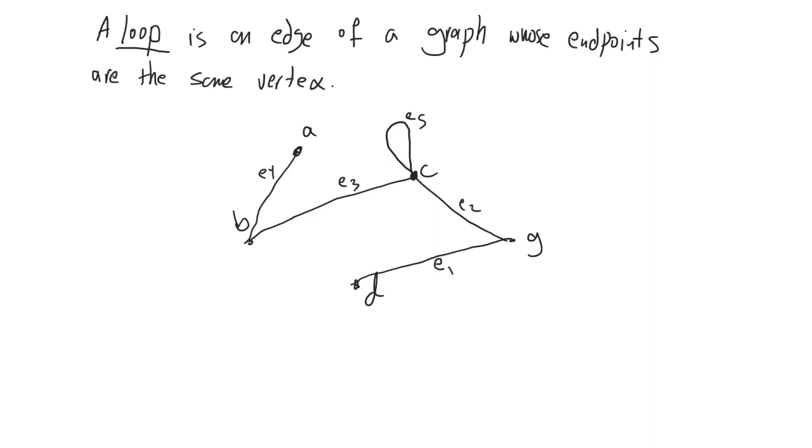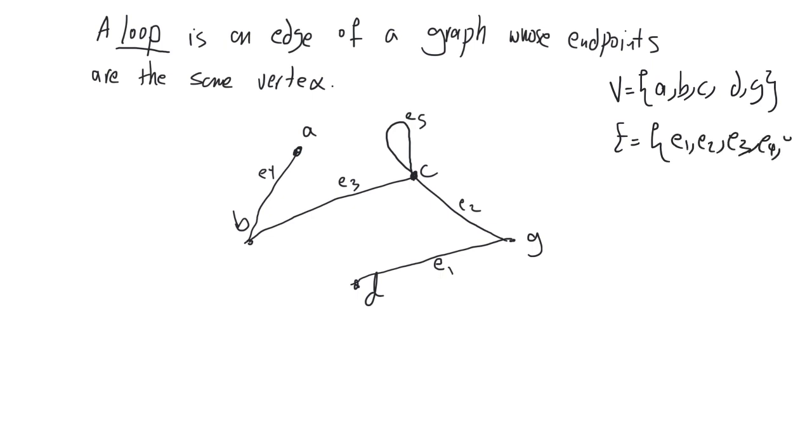In the abstract definition, like the sets V and E, V is just my set of vertices A, B, C, D, G, and E is E1, E2, E3, E4, E5. All right, but it's actually much better to think of these Ei as pairs, just a pair of vertices.